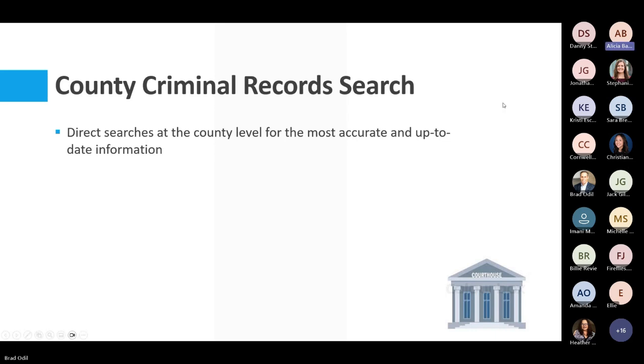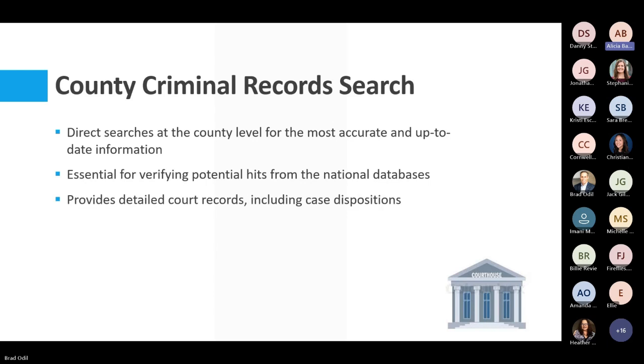And then county criminal record searches are what we most prefer when reporting criminal records. They are the most accurate because they have the most up-to-date information. They're essential for verifying potential hits from the nationwide database search. If we see a potential charge when we're reviewing the nationwide and the county hasn't already been ordered for, then we'll go ahead and order the county to verify the charge. We'll never report a criminal charge, like Brad said, from the nationwide.